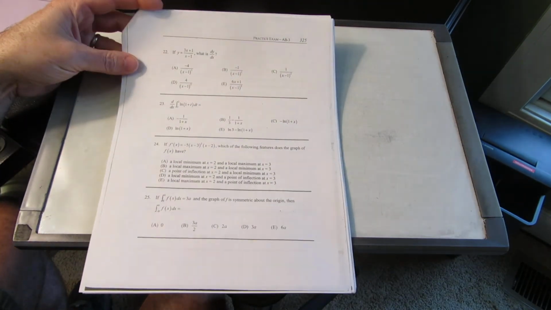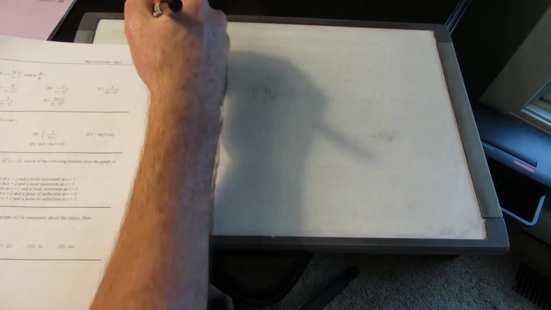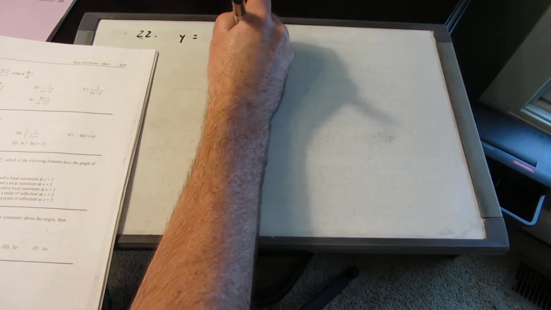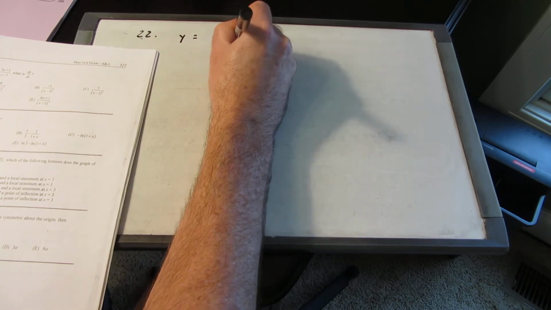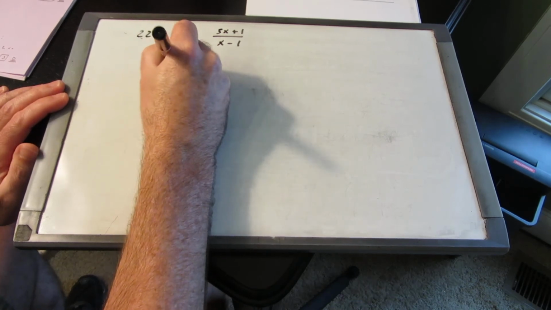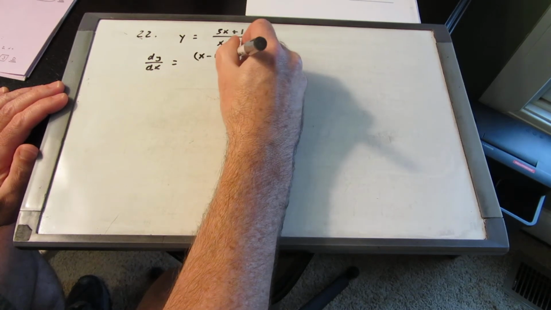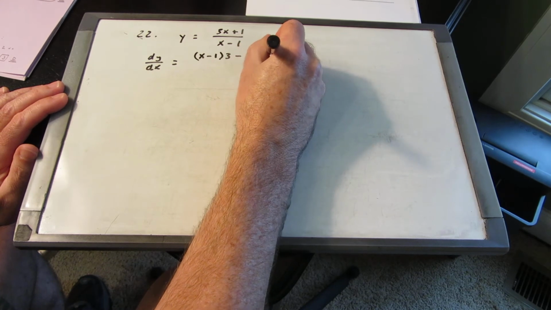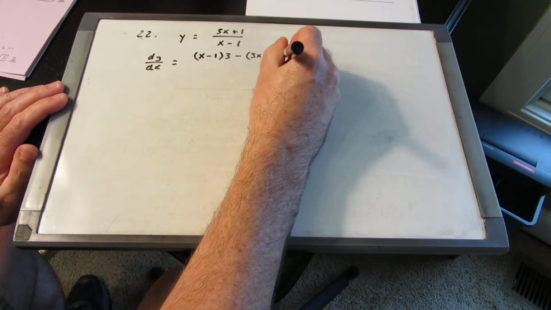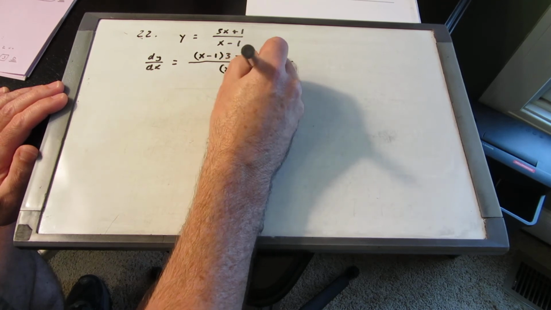Number 22, this is just finding a derivative using the quotient rule. So y is equal to 3x plus 1 over x minus 1. So dy dx is going to be the bottom, x minus 1, times the derivative of the top, which is 3, minus the top, 3x plus 1, times the derivative of the bottom, which is just 1, all over the bottom squared, x minus 1 all squared.